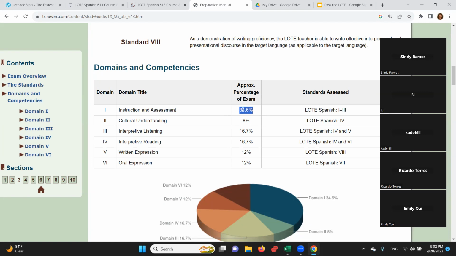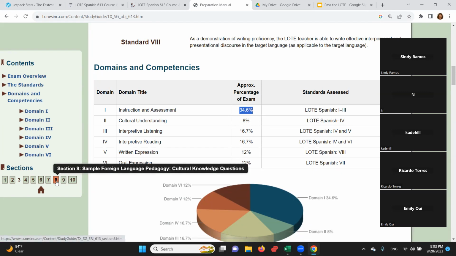So this has the multiple choice questions and also the lesson plan and the essay. Then you have cultural understanding. That's the smallest part of the test. Most people do well on that, so I don't focus on that in tutoring or my course. Then we have interpretive listening and interpretive reading. Each of those is 16.7%. And then writing and speaking is 12% each. So in my course in tutoring, I focus on everything except for cultural understanding, and I do tie it in with some of the reading and listening. So we still hit it. It's just not a focus.